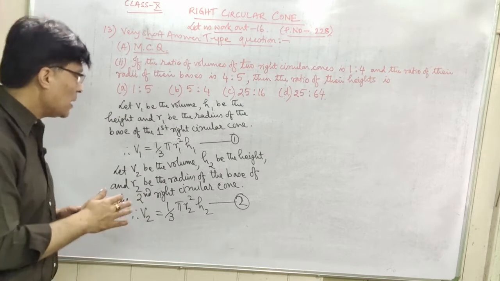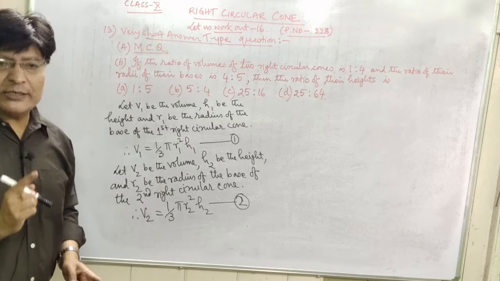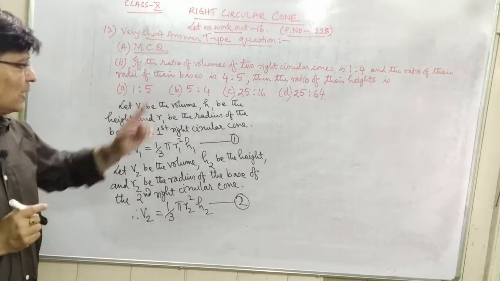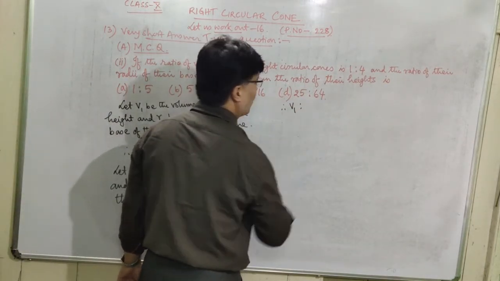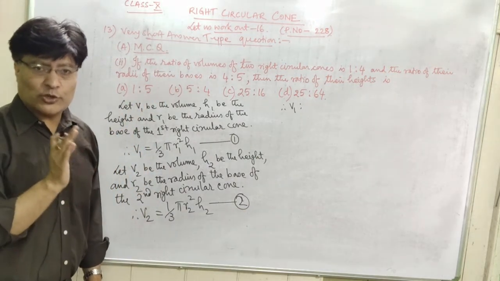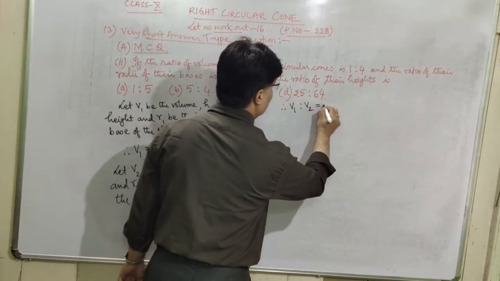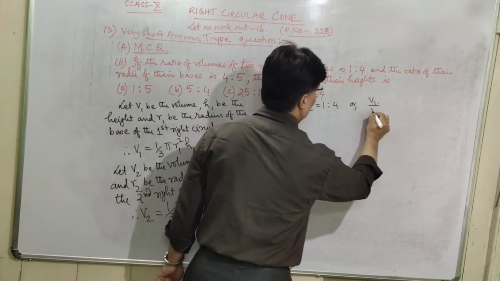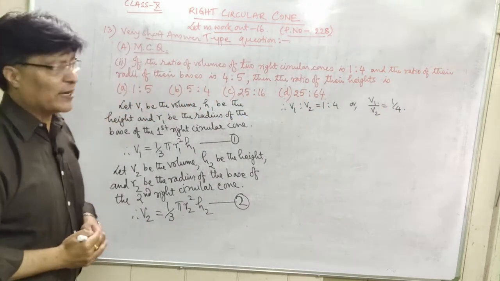Okay. So now what will you do? What is given in the question? The ratio of volumes of two right circular cones is given. That is 1:4. That is, V1 to V2 is equal to 1:4, or you can write it as V1 upon V2 is equal to 1/4. You can write it in terms of fraction.